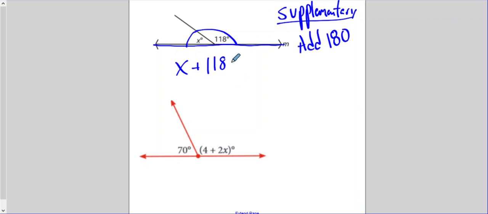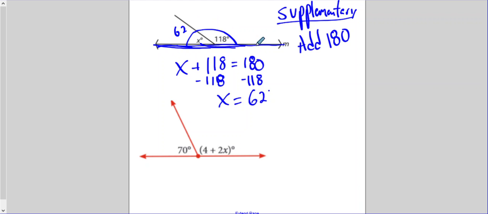They add up to 180 degrees. So I subtract 118 from both sides. It's a pretty sloppy 8 also. But x is 62 in that case. 62 plus 118 would give me that straight line or semicircle, which has 180 degrees in it.